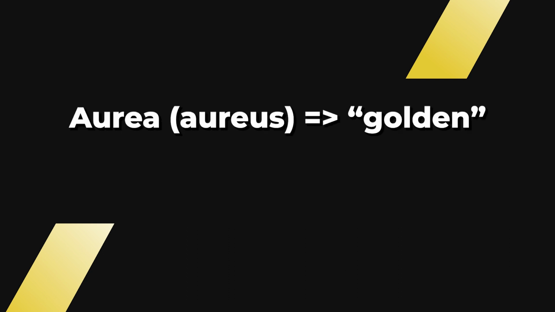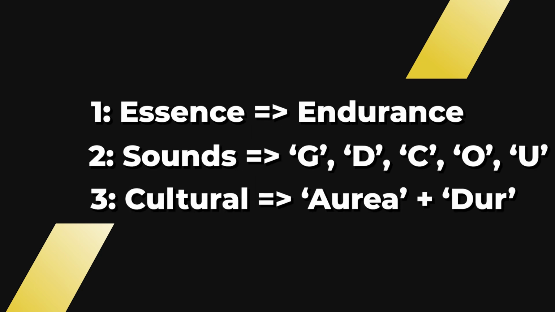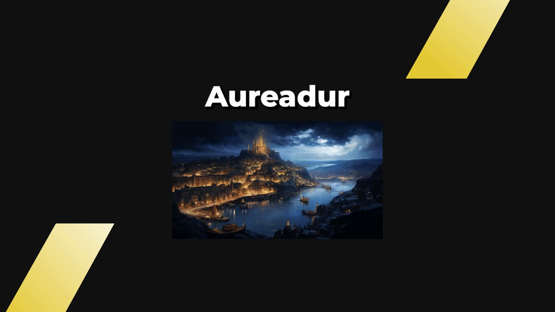Let's take aurea from aureus, meaning golden, and dur from the Latin word duros, meaning hard or strong. Combining these elements in step 4, we can form a name like Aureadur, encapsulating the essence of enduring beauty and majesty like a timeless golden city.